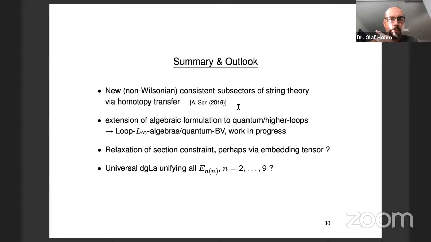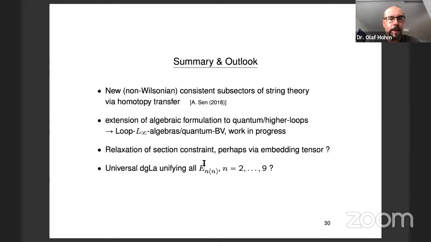Now, what I didn't discuss at all is how to do this beyond the classical level, beyond tree level. That's ongoing work: how to find an algebraic formulation at the quantum level, or if you include one loop, two loop, etc. And here the framework is what's sometimes called loop L-infinity algebra. So you have to extend the notion of L-infinity algebras, and that's directly related to the BV formalism, or quantum BV in this case.